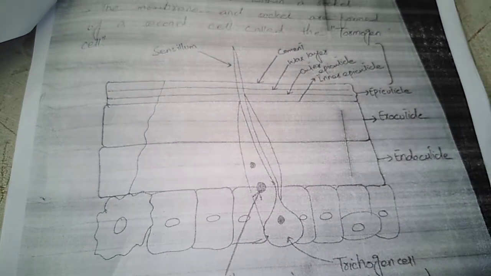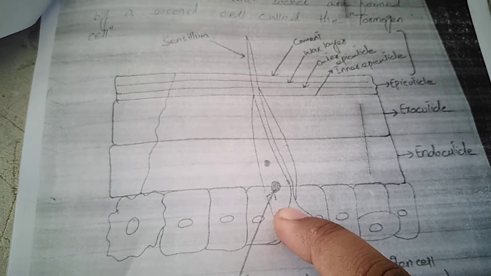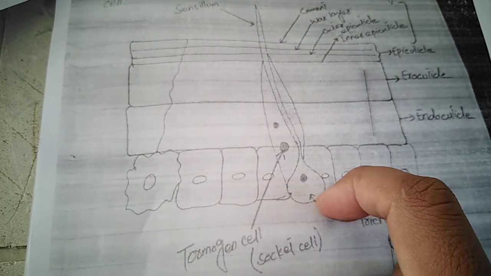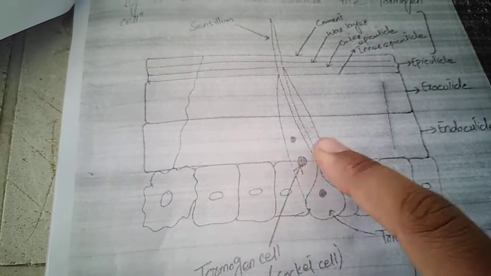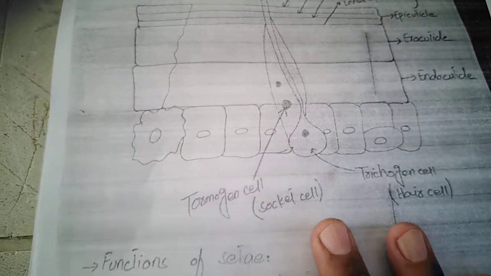Here now you can see the full diagram. This is a trichogen cell from which the hair shaft originates, and this is the tormogen cell which forms the socket from which the hair shaft originates. These are the trichogen cells, or the hair cells.